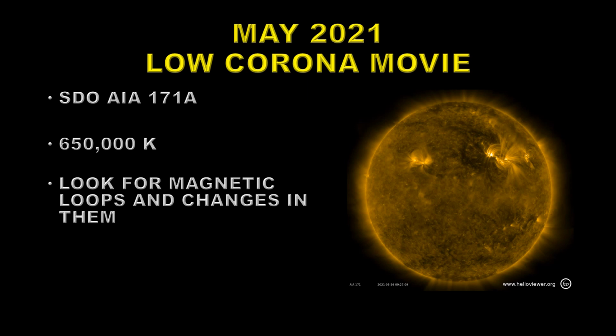Next, we'll take a look at the low corona. This is going to be using the AIA instrument 171 angstrom channel, shown here on the right. That's about 650,000 degrees Kelvin, so that's significantly hotter than the transition region, but not quite up to the temperatures of the lower corona, which makes this a particularly interesting area to look. So you're seeing cooler magnetic loops here, joining these sunspots. Look for those loops and see changes in them as they cross the disk.